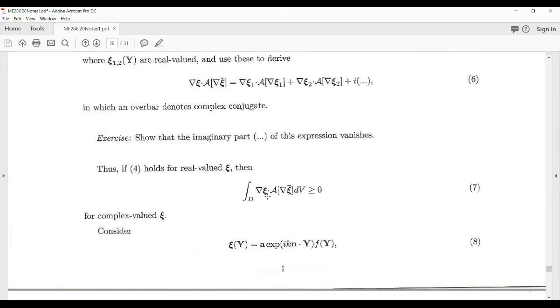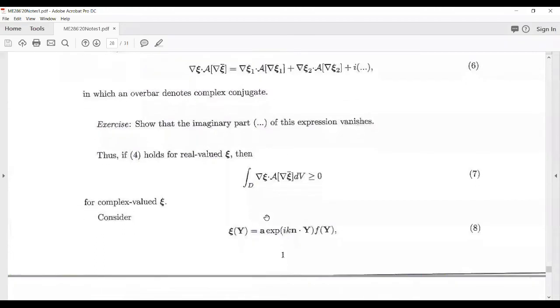So if the original inequality one, the second variation condition, is true, then necessarily this inequality is true for any complex valued psi of y. Again, this is a necessary condition. It's not sufficient. In other words, it's implied by the original condition one, but it does not imply that condition. It's only implied by that condition.